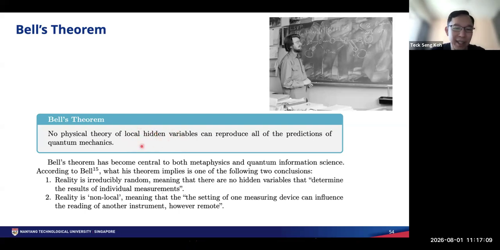So this is the picture that we have now, the best picture: reality cannot have both elements of locality, or localism, and hidden variables, or realism in Einstein's words. So the question of whether the moon exists if you don't look at it is an interesting question.